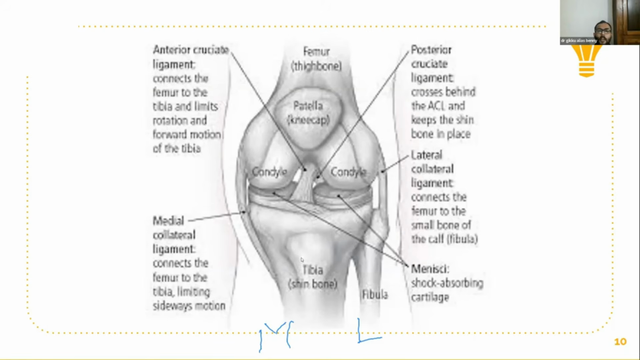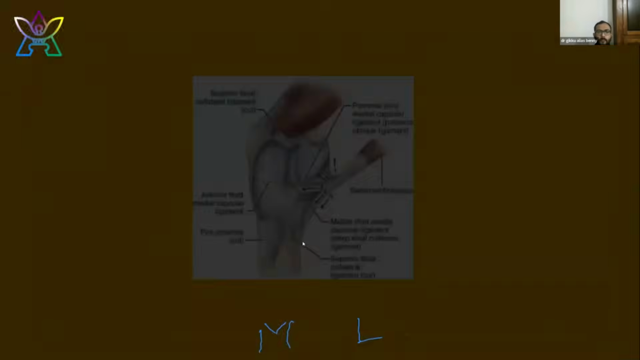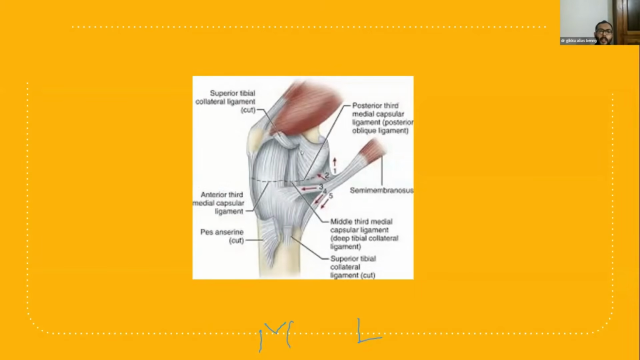This is the tibial tuberosity, and the patella, from the patellar tendon connects to the tibial tuberosity. This is the inner part of the medial collateral ligament. Here we can see the medial capsular ligament, which is situated closer to the medial meniscus. Please note, this is the medial capsular ligament, which is situated inside the medial collateral ligament, more close to the medial meniscus.